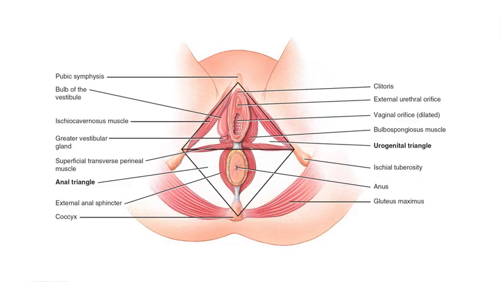The singular term is labium majus. These are covered with pubic hair, adipose tissue, sebaceous glands, and sudoriferous glands, and they are basically homologous to the scrotum on the male side of things. Medial to these are two smaller folds called the labia minora. The singular term again is labium minus.